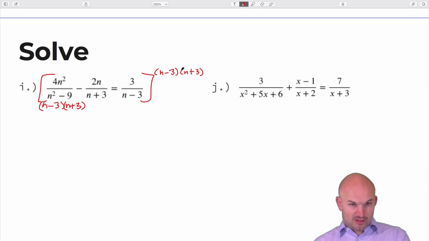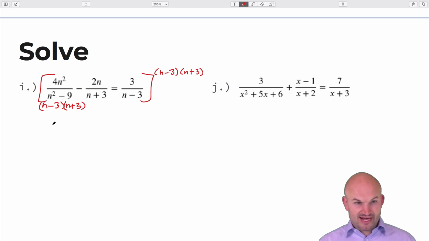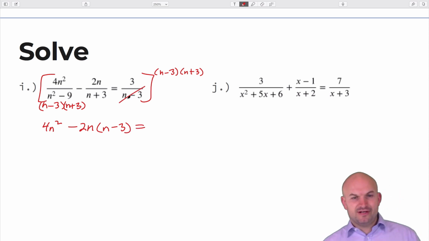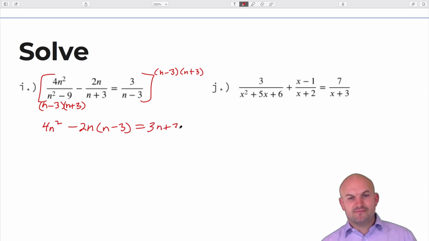All right, so when I multiply it here by this first term, you can see my n minus 3, my n plus 3s divide out. So that's just going to leave me with the 4n squared, minus my n plus 3s divide out, leave me with a negative 2n times n minus 3, equal my n minus 3s divide out here, leave me with a 3 times n plus 3. And again, don't write it like that, use parentheses.